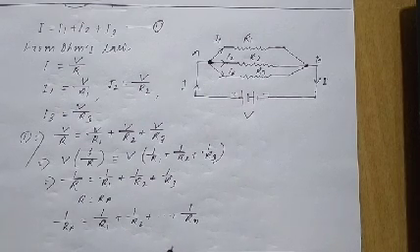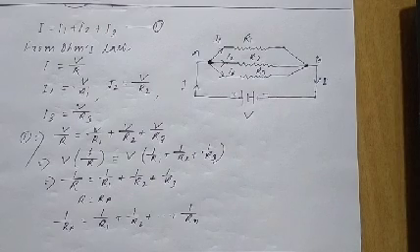So what we have learned from this concept is that if we combine resistors in parallel, the equivalent resistance we get is less than the resistance of each resistor. So this is all about the parallel combination.